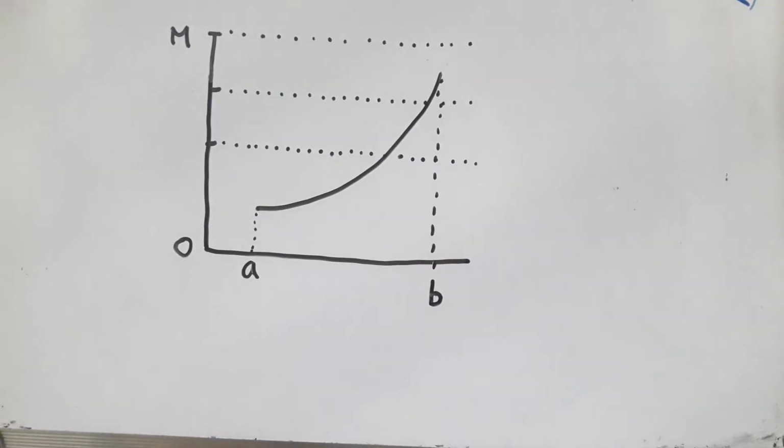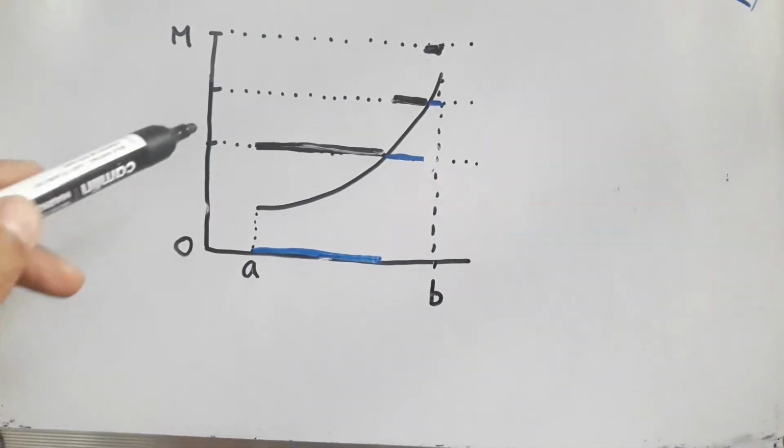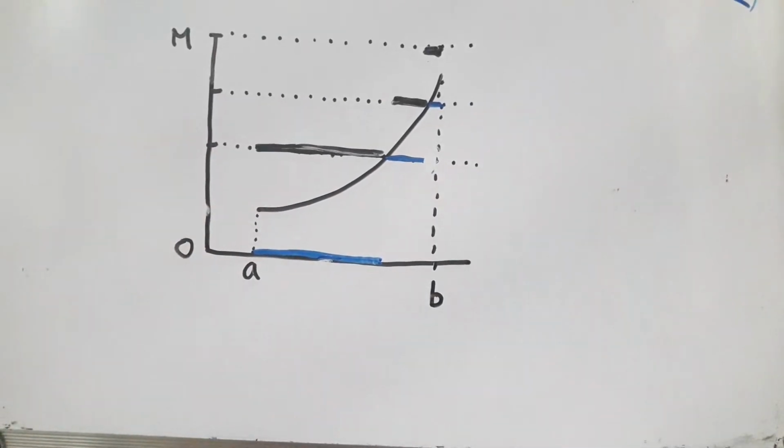Suppose we are working with this function and I have taken this partition of the codomain 0 to m. Now we will get one lower approximation and one upper approximation. This is the lower approximation and this is the upper approximation.